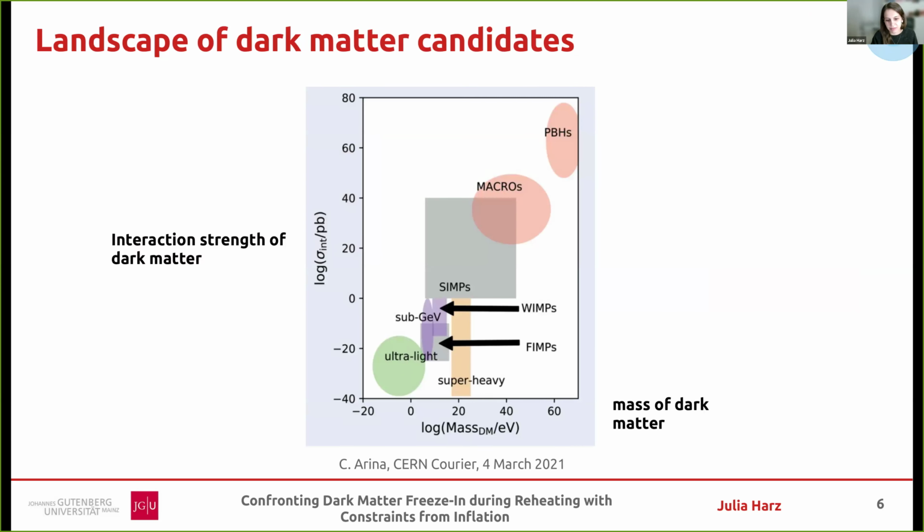This is a nice summary that I found in the CERN Courier, because here you see, in the mass and the interaction strength of dark matter models, where we lie. And this here is the WIMP. For the WIMP, we are basically lying at lower dark matter masses and lower interactions. But of course, we want to hunt down the full landscape of dark matter candidates. In particular, I want to concentrate today on the feebly interacting massive particles, the so-called FIMPs.